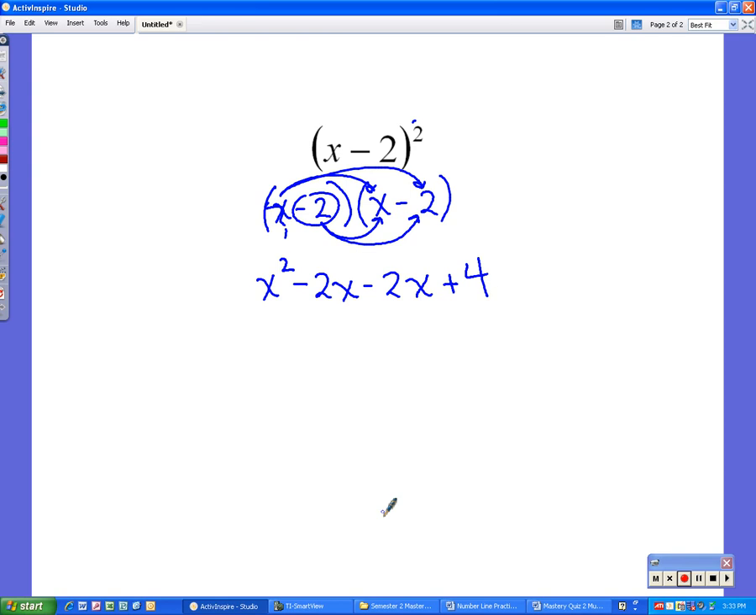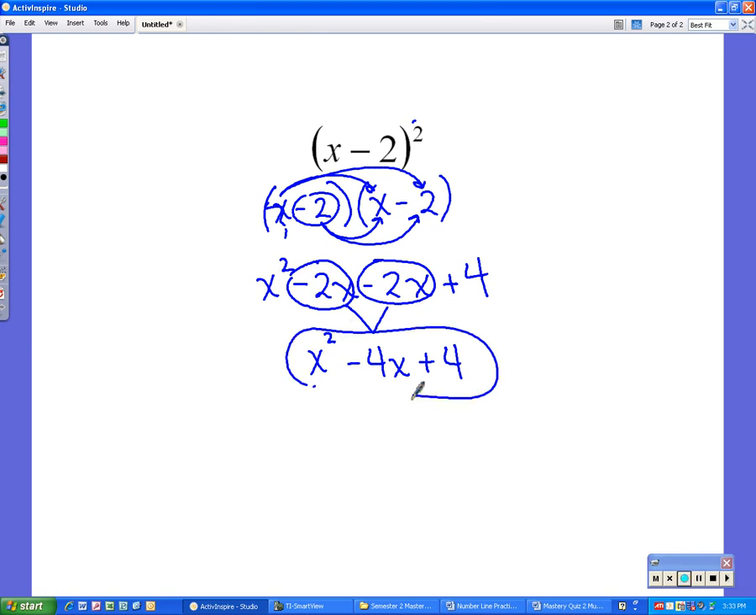We will be done again as soon as we combine our like terms. So you're seeing a pattern here. We usually have to end by combining two like terms. So negative 2x minus 2x is negative 4x. Carry down my x squared from the front, carry down my plus 4 from the end, and we have our answer, x squared minus 4x plus 4. And that gives you a good sample of what you will see on the multiplying binomials quiz.